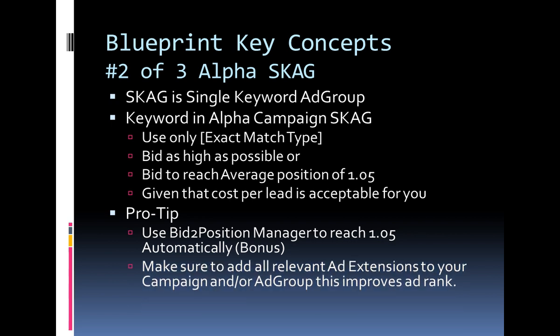And then the other thing is make sure to add all relevant ad extensions to your campaign, to your alpha campaign or ad group. This improves your ad rank. I recommend to set up all possible ad extensions if you can for your campaign when you're starting out. So these are typically static ad extensions like site links, call extensions and stuff like that. All right.